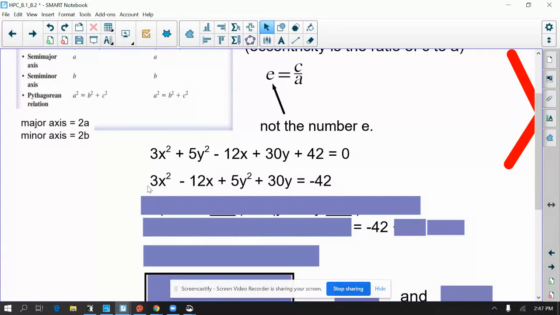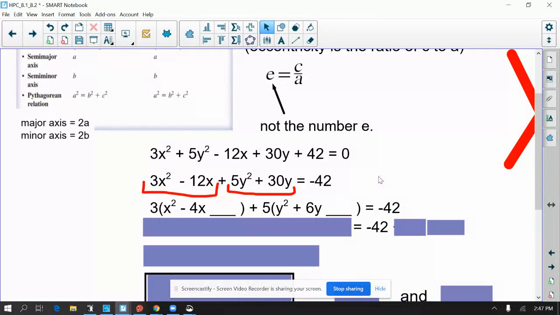And now I would separate the terms. I'm really just focusing on these two and focusing on these two independent of each other. So I don't want this 3 here. I want it to be a 1. So I'm going to factor out a 3 from both of these. I don't want this 5 here. I want a 1. So I'm going to factor out a 5 from both of these.